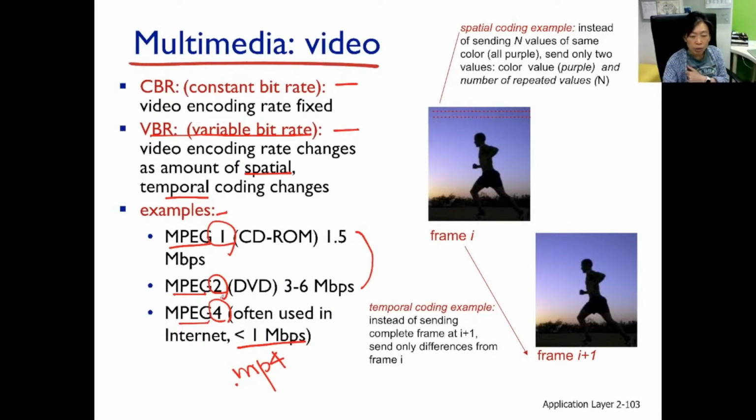Now, you see version 2 seems to be requiring more bandwidth. That's because it's in DVD quality. The number of pixels that you're sampling is way higher. CD-ROM is actually pretty old, as I said, a decade ago, and maybe a couple decades ago.